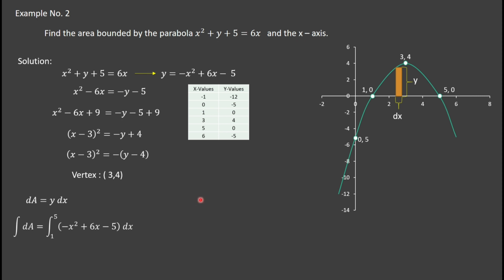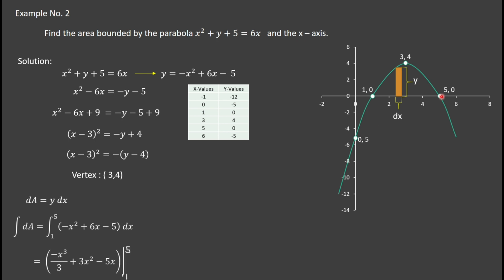Take note, in order to determine the lower limits and the upper limits, as you can see in the graph, we can find the area of this from 1 to 5, based on the x-axis, in terms of the curve intercept.